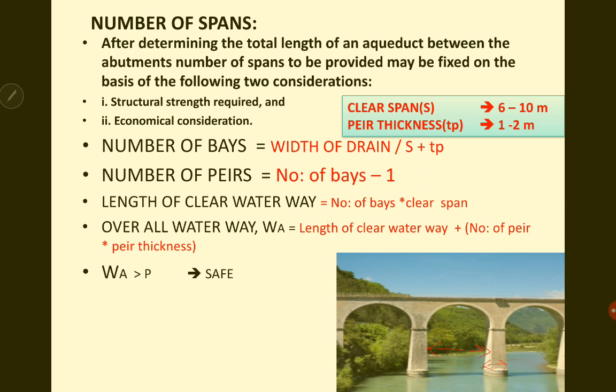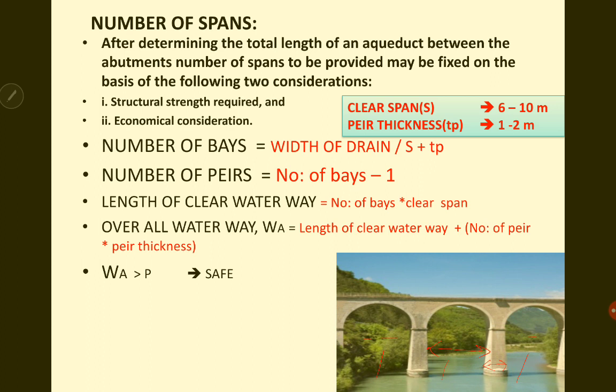Once you fix or assume the clear span and the pier thickness, the next step is to find the number of bays, and bays means these waterways. Here you have 3 waterways, right? So these waterways are called the bays. The number of bays can be fixed by the width of the drain divided by clear span plus pier thickness, which means the total. So the width of the drain divided by S plus Tp will give the number of bays.